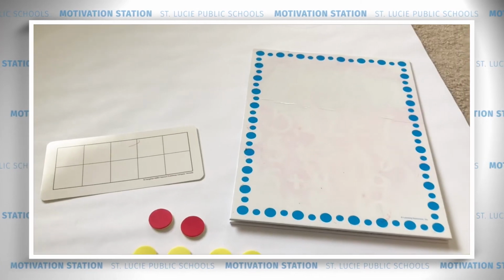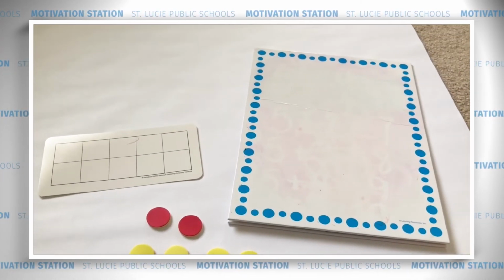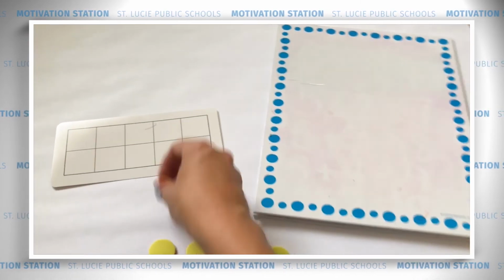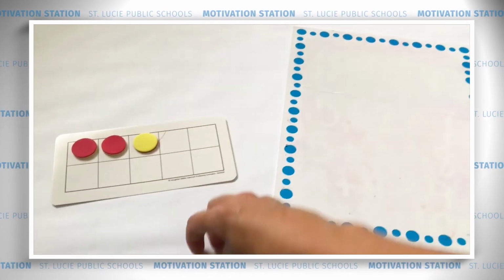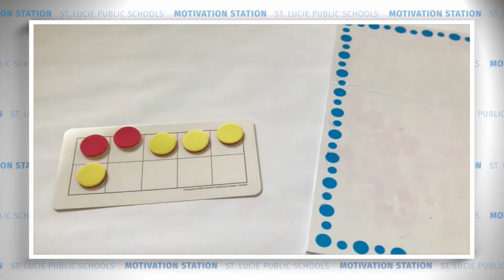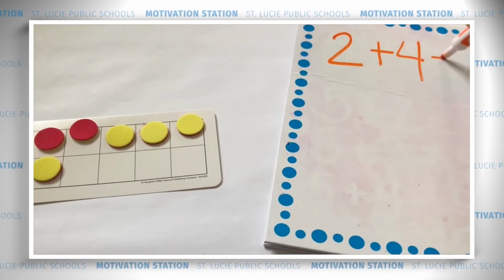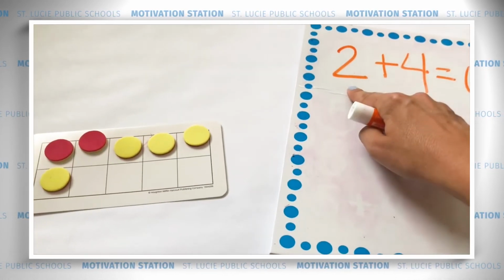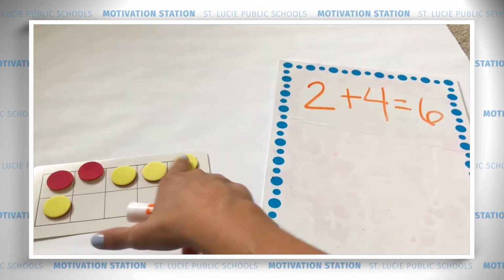Now we are going to look at how 5 can help us solve addition problems. For example, 2 plus 4. So I'm going to put 2 red counters plus 4 yellow counters. So I'm going to write my equation. 2 plus 4 equals 6. I have 2 red plus 4 yellow, that equals 6. 1, 2, 3, 4, 5, 6.